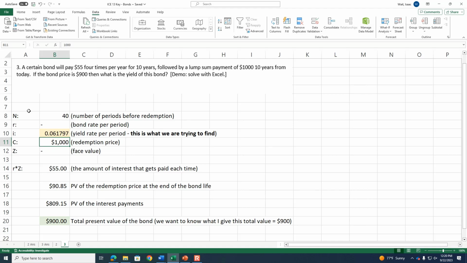So with what I've just showed you here, you can solve a couple of the homework problems that ask you to do a similar thing, where what you're going to be doing is playing around with the interest rate, which will in effect change the PV of the redemption price, it'll change the PV of the interest payments, and you are trying to find out at what interest rate do you get a certain total present value of the bond, being the sales price.